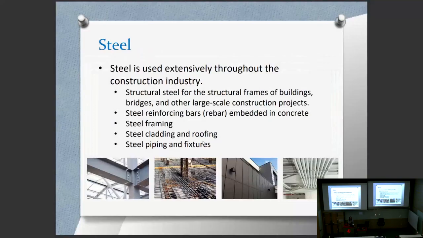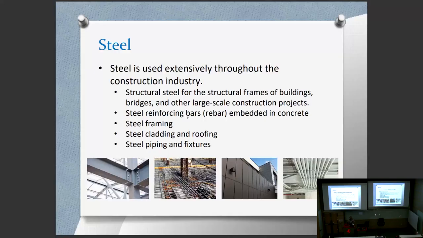The next kind of material is steel. Steel is extensively used throughout the construction industry. For structural steel, for the structural frames of the building, for the columns, for the beams, to provide the necessary strength and load-bearing capabilities of the building. And steel will also be used for the reinforcing bar, we call it rebar, embedded in concrete.